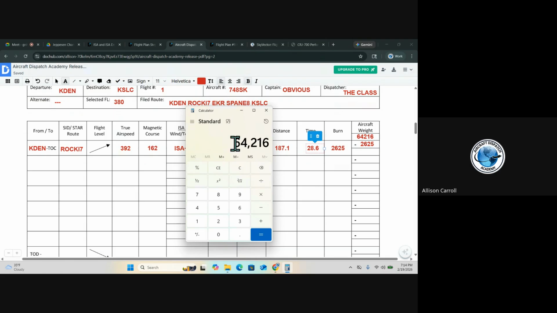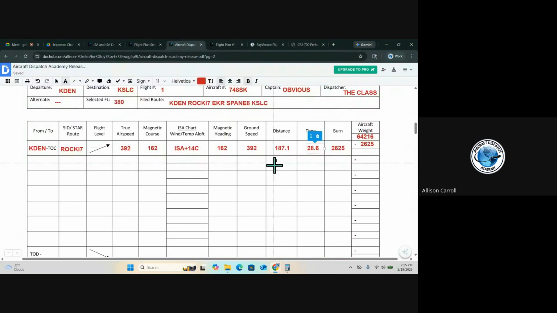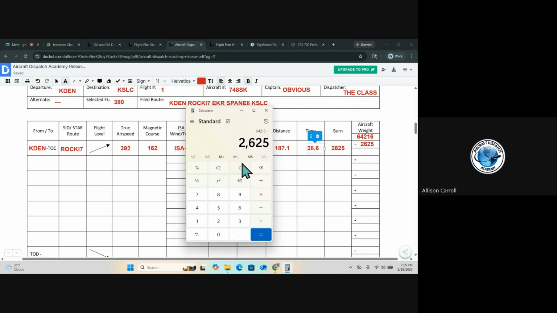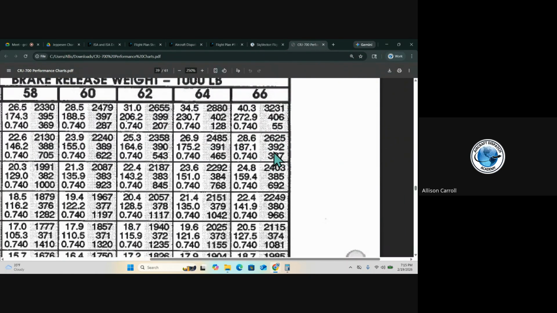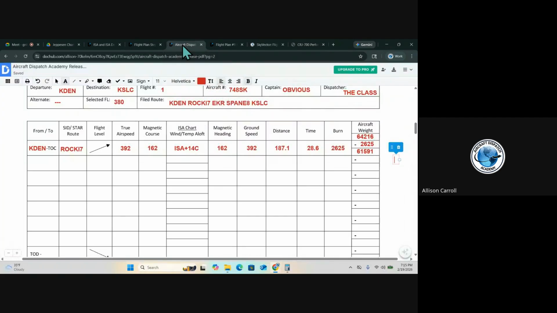Okay, I'm just going to find our new weight. I'm going to subtract that burn. Oh, wait. Okay, 26.25. Sorry, for some reason I was thinking 25.26. Okay, 61591. Right here. All right, so there's our climb portion. Okay, we got all those numbers. All these numbers were pretty much given straight to us, right? Most of them came from our climb chart right here. We just had to get the course from SkyVector.